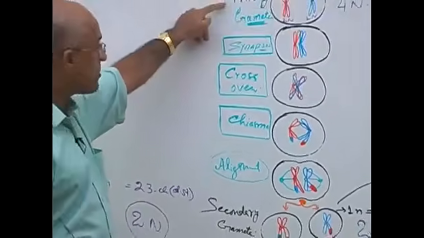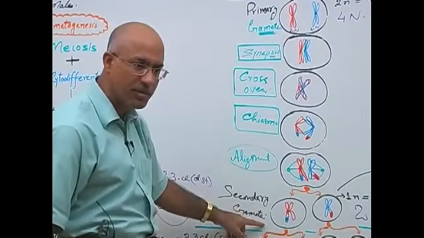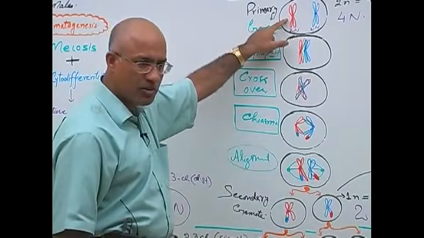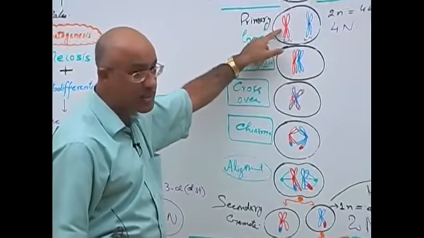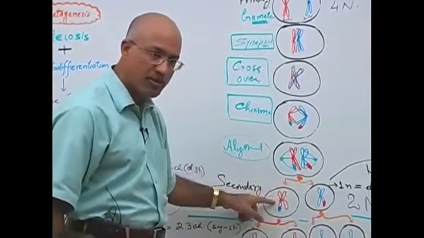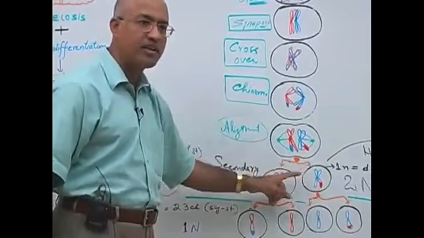In the beginning of the first meiotic division, we have which cells? Primary gametes. At the end of the first meiotic division, we have secondary gametes. Primary gametes have 46 chromosomes, double structured, 4n DNA material. Secondary gametes each have 23 chromosomes, which are also double structured, and 2n genetic material in each daughter cell.